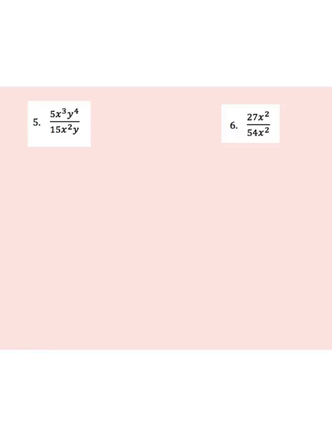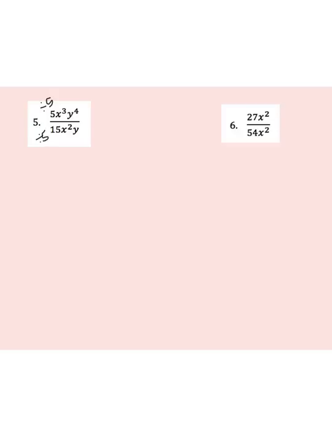I have 5x to the 3rd, y to the 4th, divided by 15x squared y. So I'm going to deal with the coefficients first. So 5 and 15, if I do 5 divided by 15, I get a decimal. So I'm going to say, well, I need to reduce that. What number goes into 5 and 15? So I'm going to take a 5 out, so I'm going to divide by 5 and divide by 5.